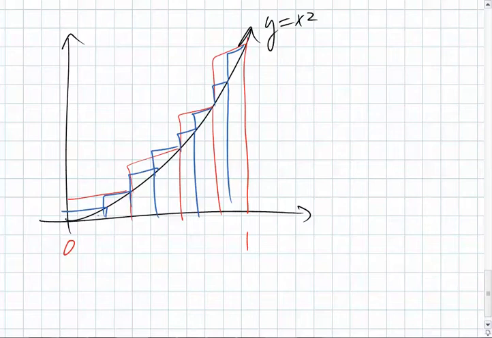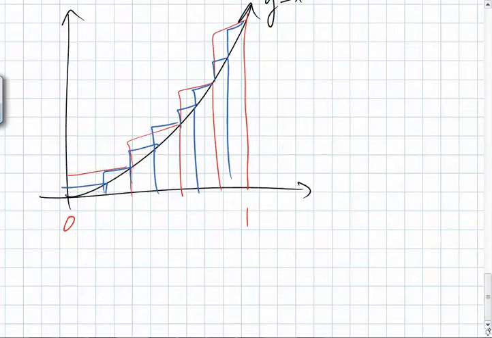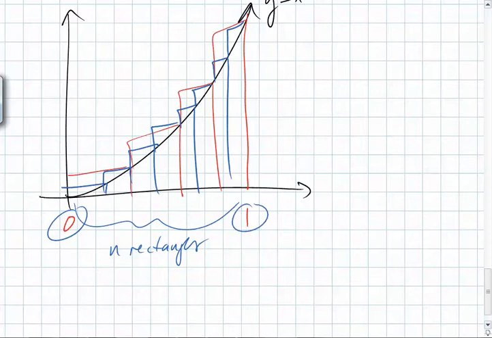What's the area of a rectangle? How do you find it? Base times height. Okay, base times height. We are going to break this up into n rectangles. If we're going from 0 to 1, and we break 0 to 1 into n rectangles, what's the width of each rectangle? 1 over n, exactly. The width of each of these is going to be 1 over n.